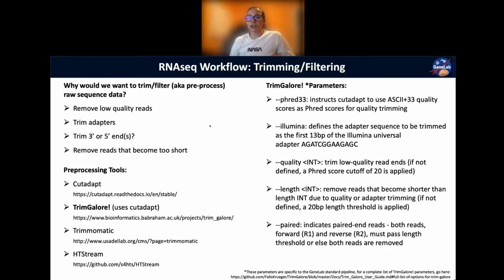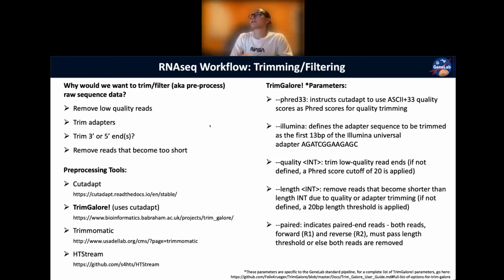But if you're unsure what you should put for a certain value of an option, it's usually good to just start with the default that's provided by the tool. And then once you get to know your data a little more and you get more comfortable with the options, then you can tweak it to fit your needs.